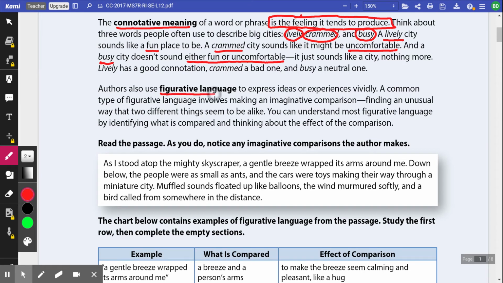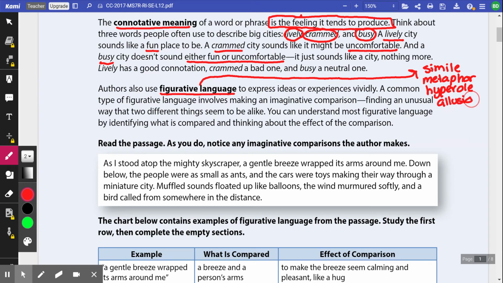So authors also use figurative language to express ideas or experiences vividly. So before we move on, let's make a list to remember some of our different types of figurative language. So we've got similes, we've got metaphor, we've got hyperboles, and we have allusions, we've got idioms, and we've got personification.